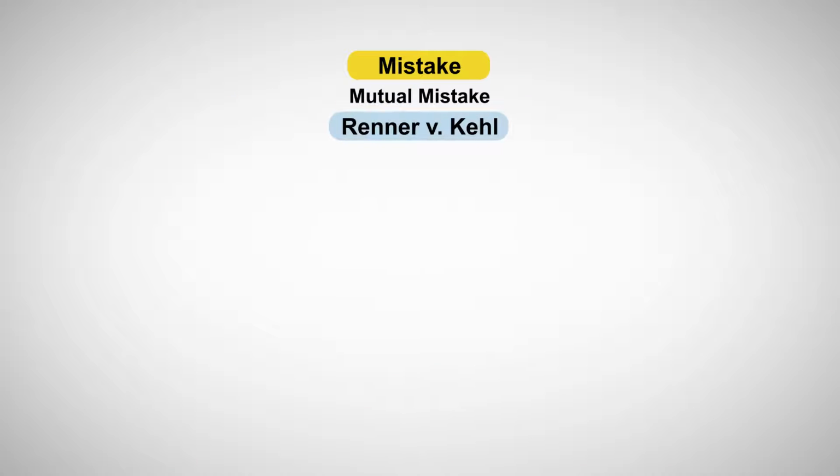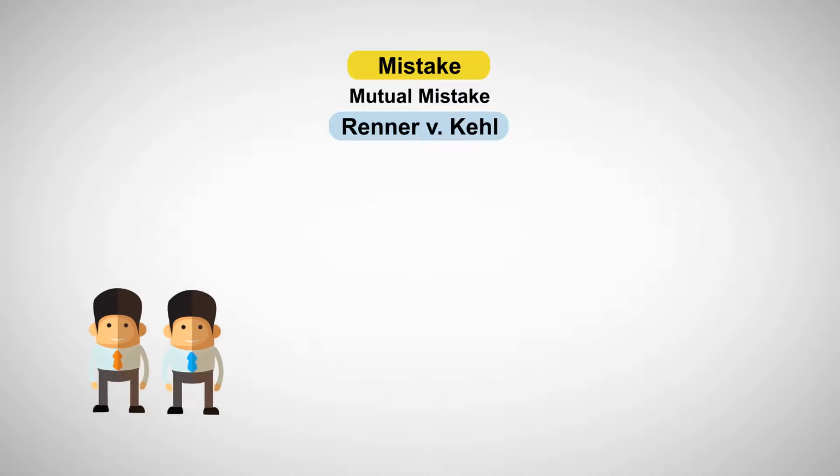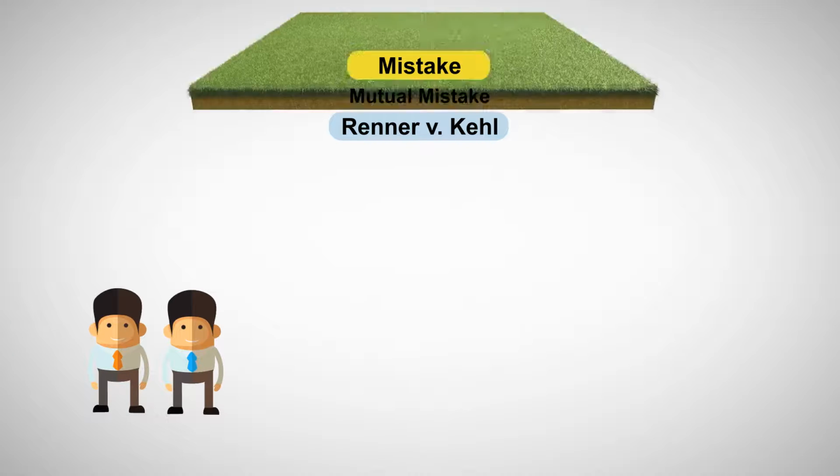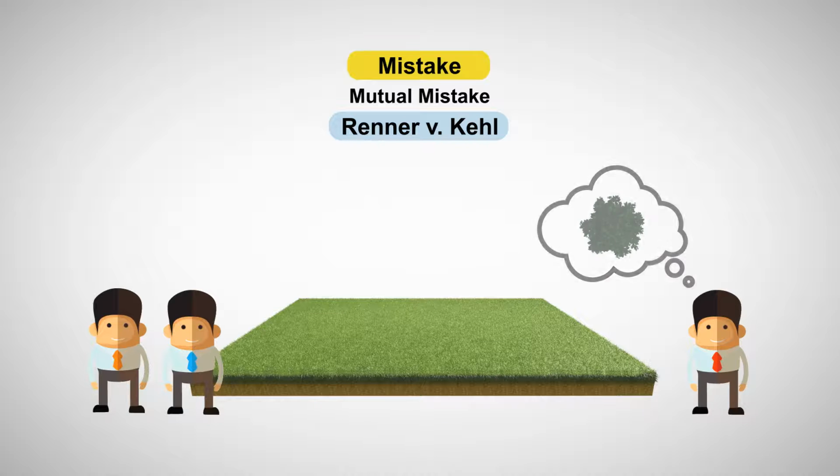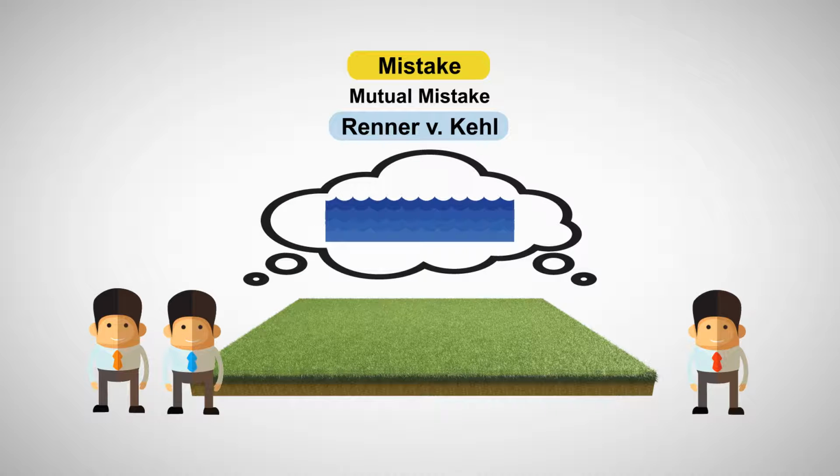For example, in Renner v. Kell, 2 sellers decide to sell leases on 2,000 acres of undeveloped land near Yuma, Arizona. These sellers were approached by a buyer who wanted to lease the land to grow jojoba, which is a shrub whose seeds produce a valuable oil. The land appeared to be perfect for commercial jojoba production. Both parties believed that there was sufficient water under the land that could sustain commercial jojoba production.